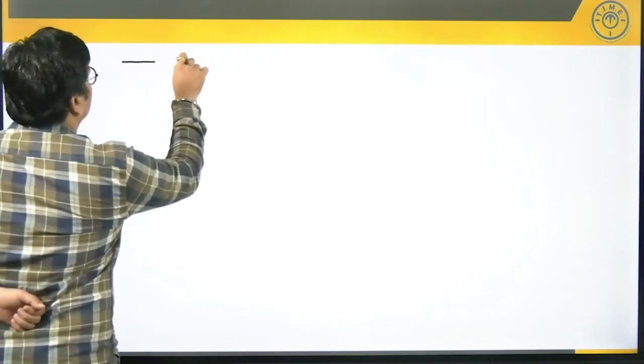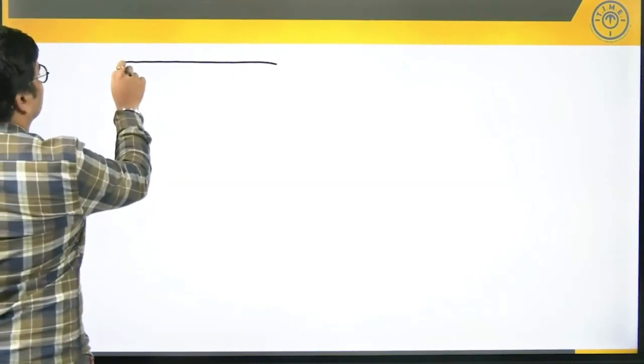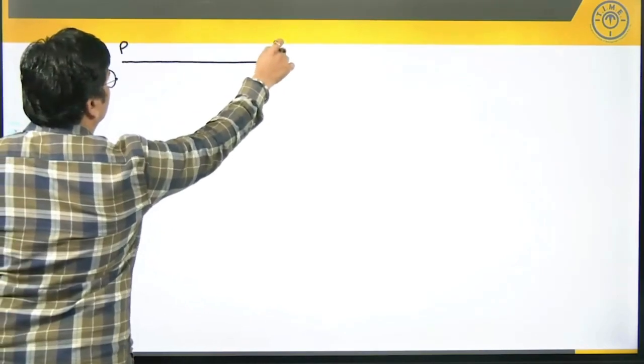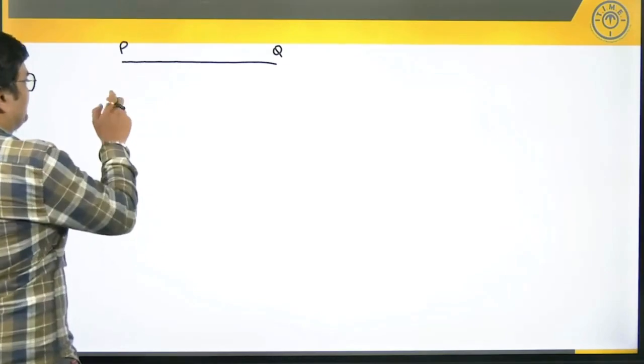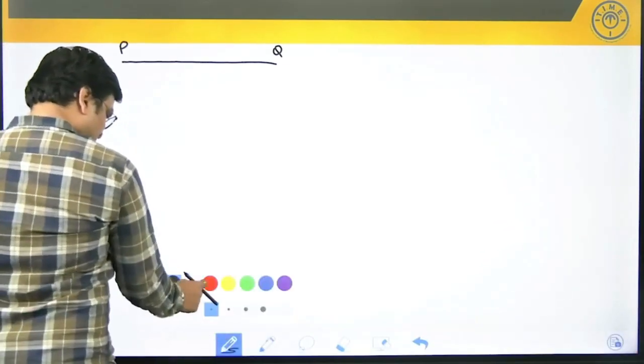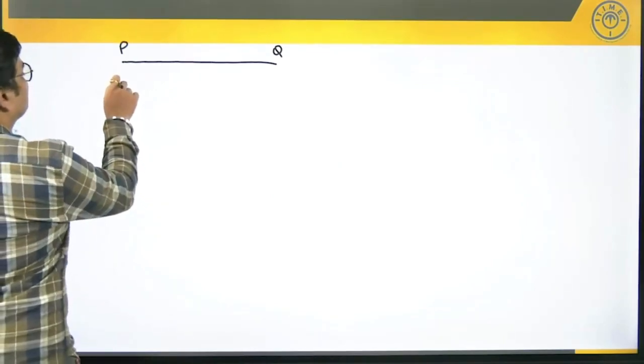So if you have a certain race track of length PQ, P is the starting point, Q is the end point. So on this race track, let's say there are two people who are running the race. One is A, other is B.